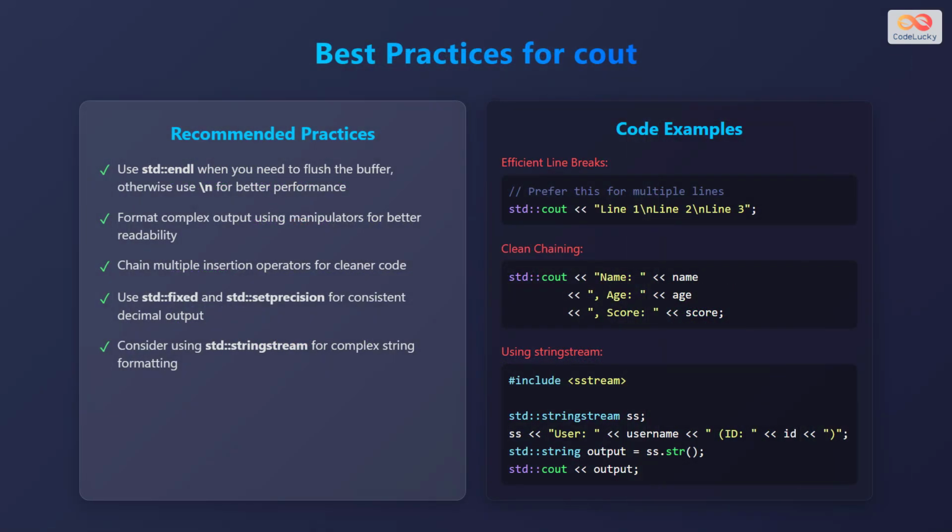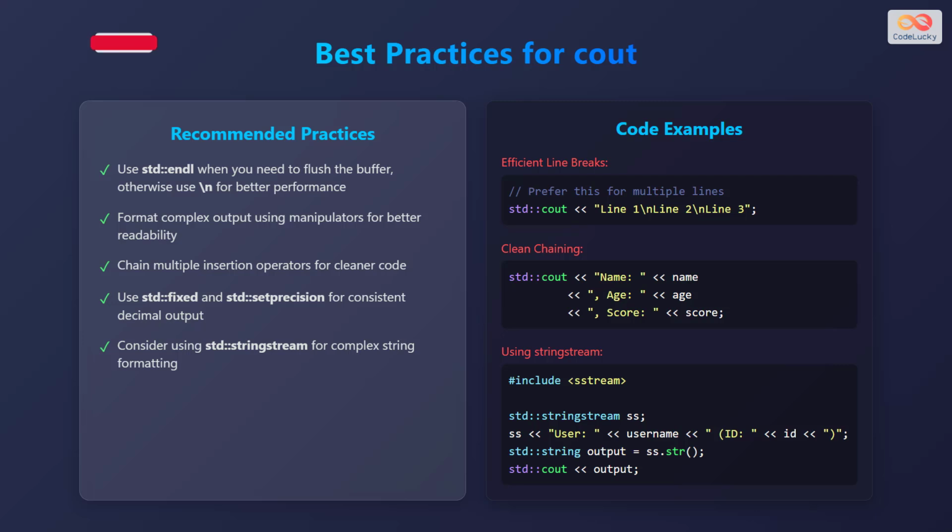Let's review the best practices for using cout. Use std::endl when you need to flush the buffer, otherwise use \n for better performance. Format complex output using manipulators for better readability. Chain multiple insertion operators for cleaner code. Use std::fixed and std::setprecision for consistent decimal output. Consider using std::stringstream for complex string formatting.